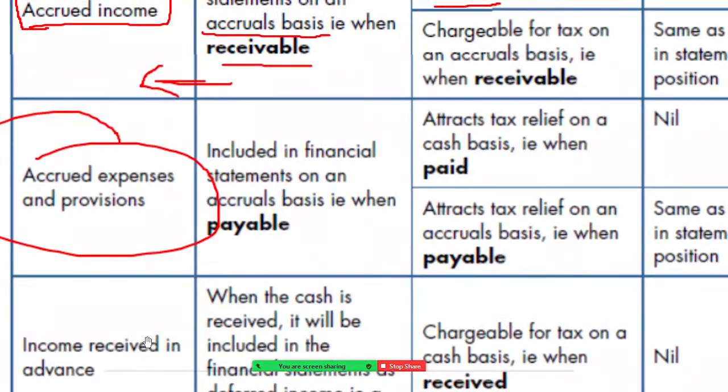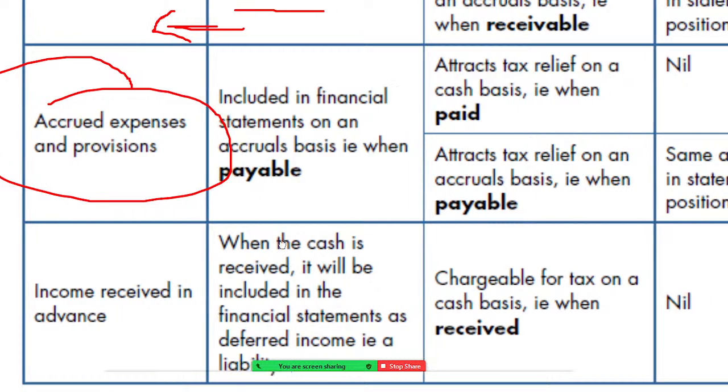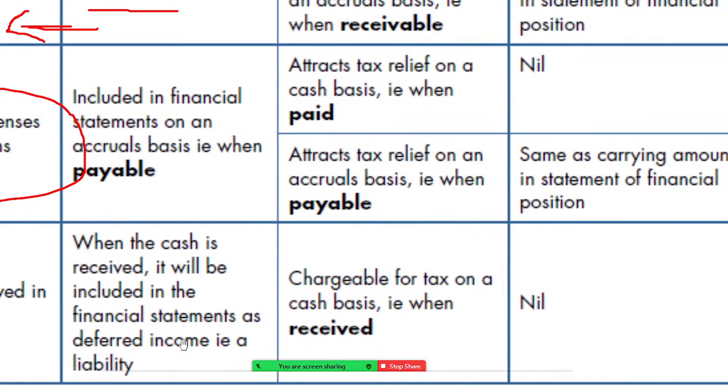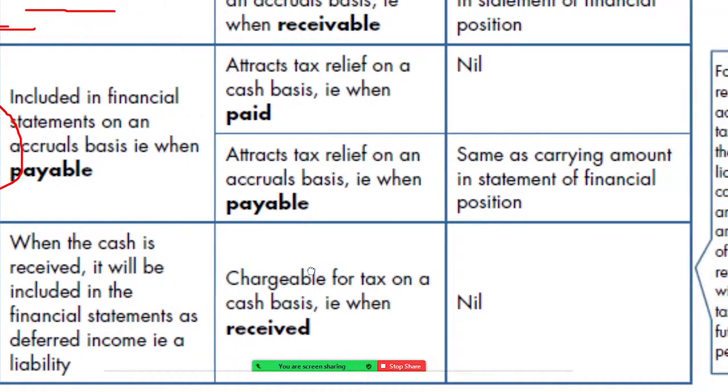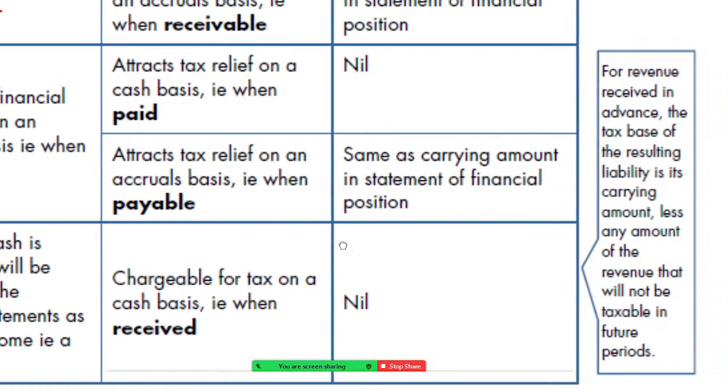Now here, income received in advance. Income received in advance is a kind of liability. So when the cash is received, it will be included in the financial statement as deferred income. That is a liability. So what's the tax rule? Chargeable for tax on a cash basis. So when it is received, on a cash basis, the tax base is nil. So why is that?